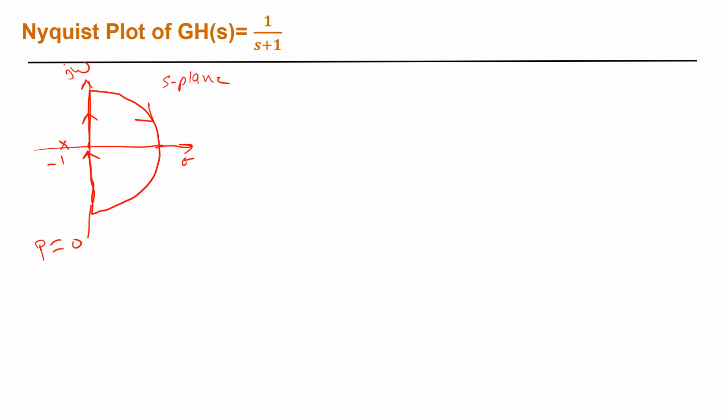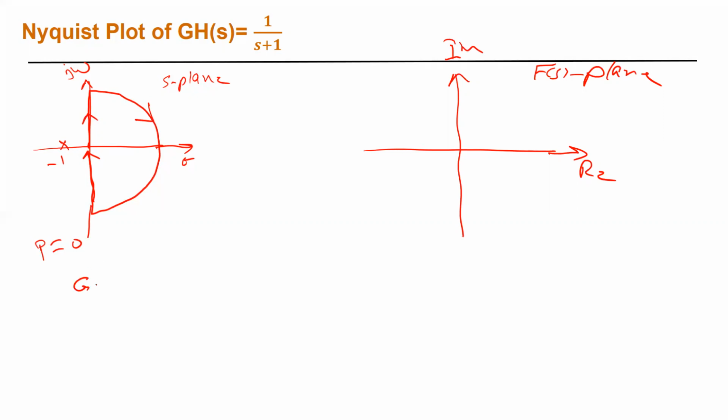Okay, so if I go through this contour, I would like to get the F of s plane. How does the system behave? Where is the mapping? This is real, this is imaginary. But let me write my open loop system in the frequency domain. Replace s by j omega. So the transfer function is going to be 1 over j omega plus 1.